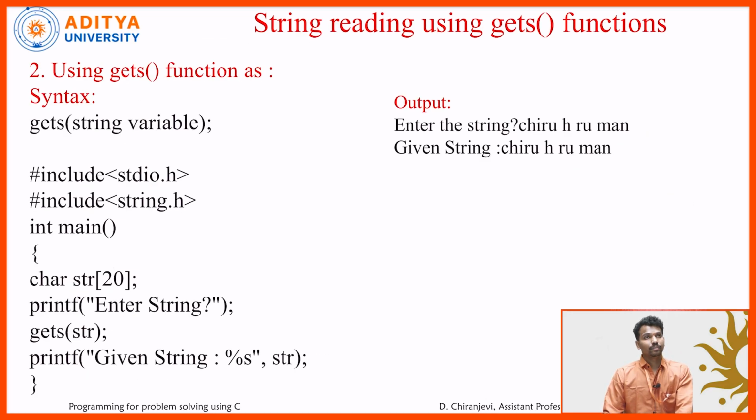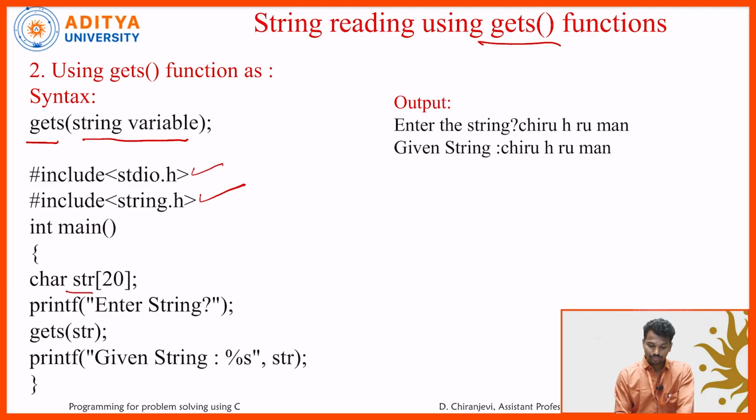And the other method by which a string can be read is the gets function. Now let's understand gets. Simply, the syntax of gets is you write gets, then the string variable, that is string name. In this program we have written stdio.h and string.h, then you declared a string of size 20, so 19 characters it will store and one null character. Then you ask the user to enter the string, and the user will give a string. Now you are reading that string by using gets, specifying the string name, that is str. Whatever string the user has given, you print by displaying the message given string %s and the string variable name.